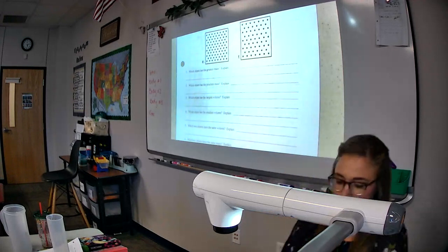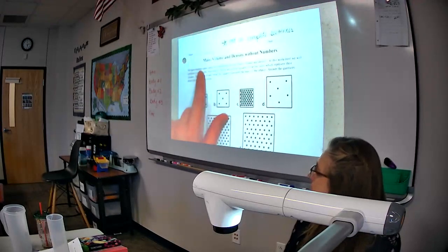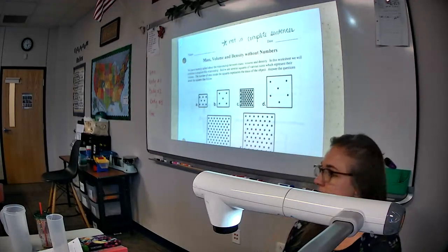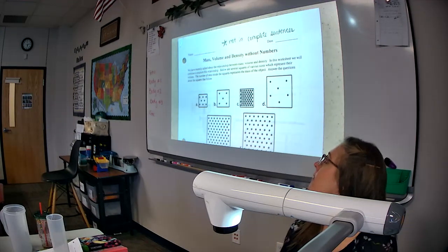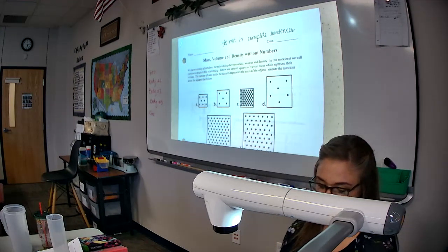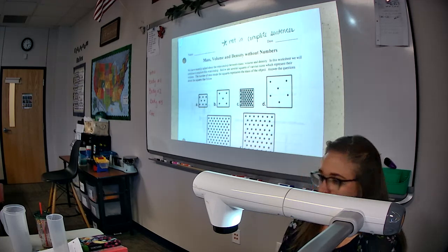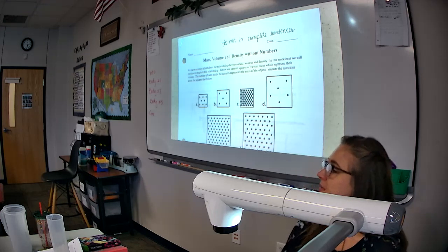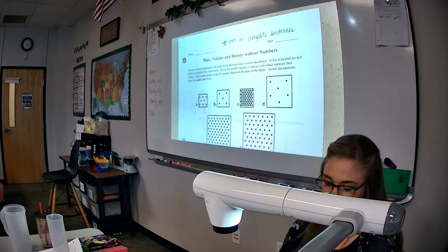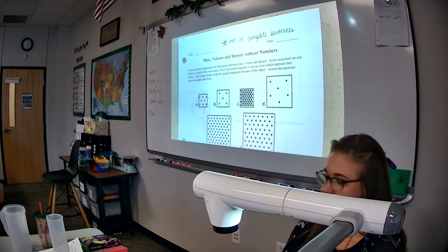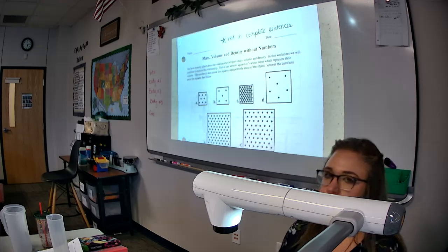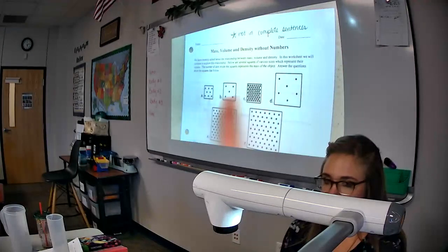All right. Read this little paragraph with the instructions up here. Nice and loud, Brian. Mass, volume, and density without numbers. We have recently talked about the relationship between mass, volume, and density. In this worksheet, we will continue to explore this relationship. Below are several squares of various sizes which represent their volume. The number of dots inside the squares represents the mass of the object. Answer the questions about the squares that follow. Okay. All of the questions will be in reference to these 6 items: A, B, C, D, E, F.